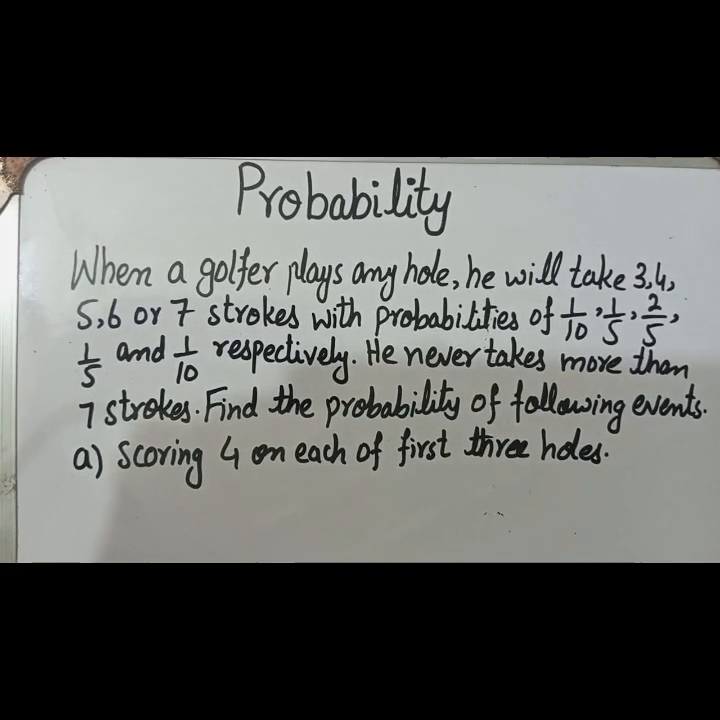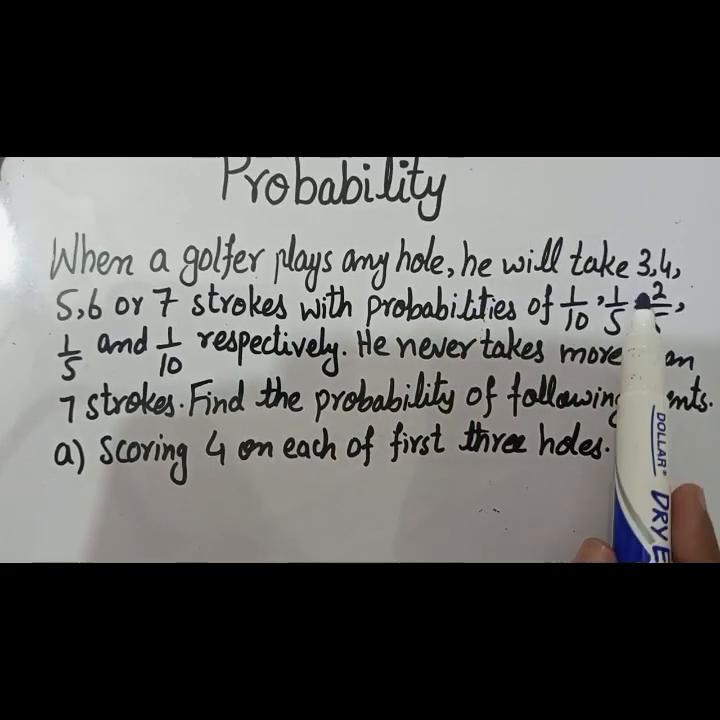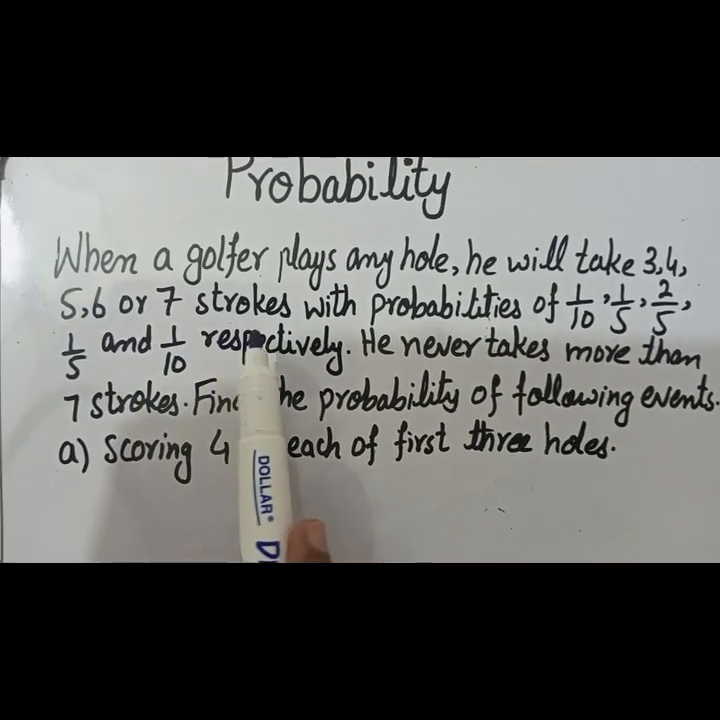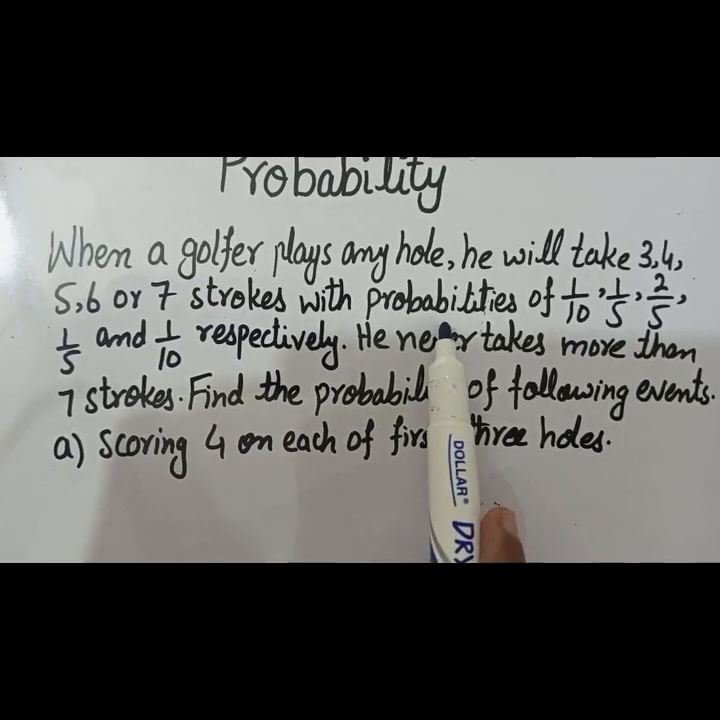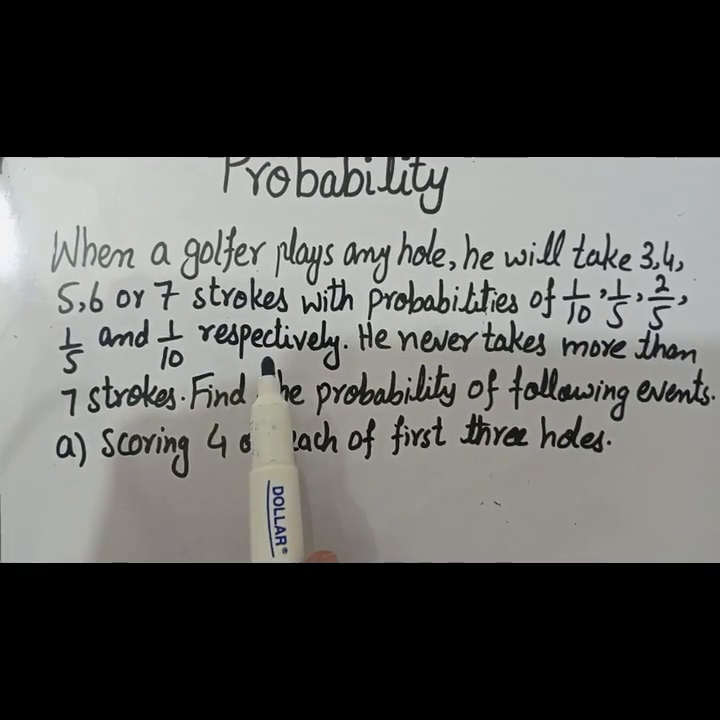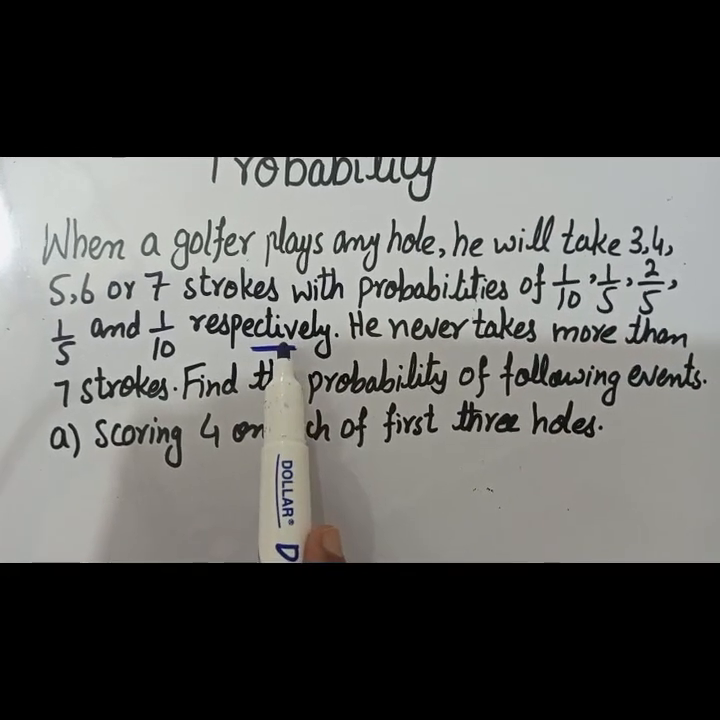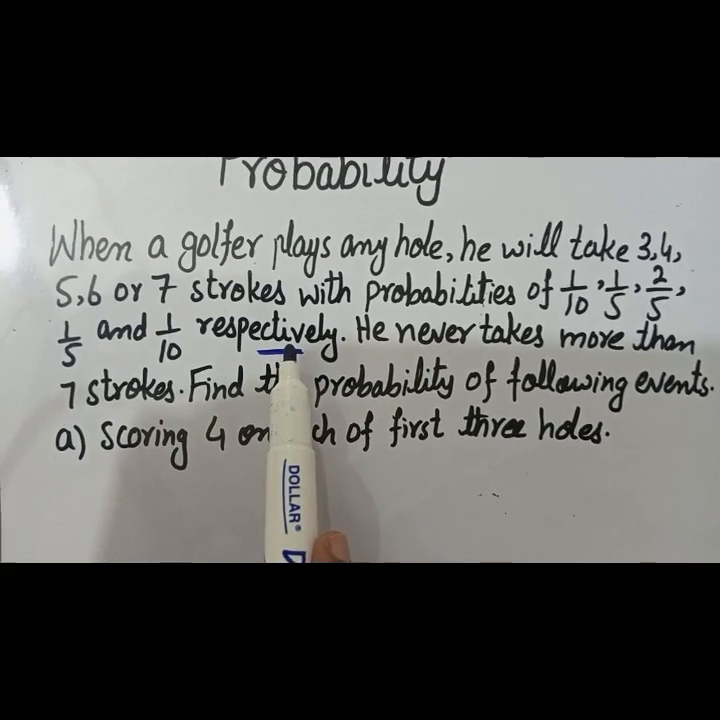The probability is that when a golfer plays any hole, he will take 3, 4, 5, 6, or 7 strokes with the probabilities of 1 by 10, 1 by 5, 2 by 5, 1 by 5, and 1 by 10 respectively. Here the word to be focused on is "respectively." Respectively means that you are not supposed to break the sequence.